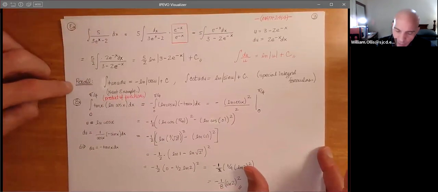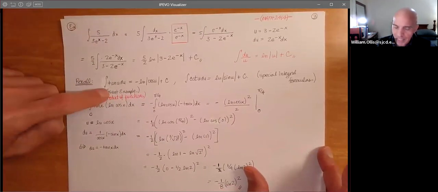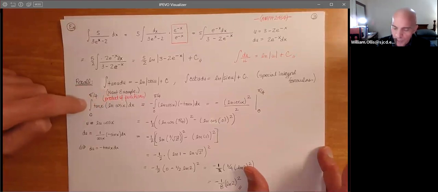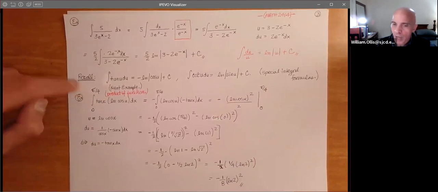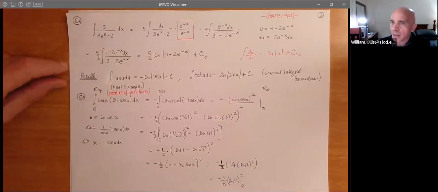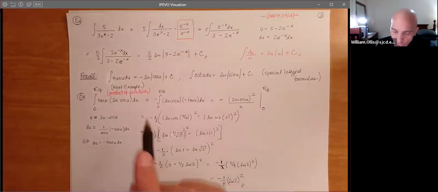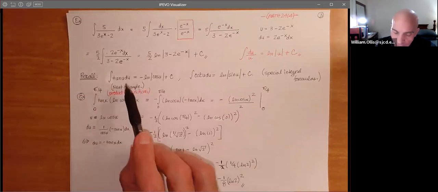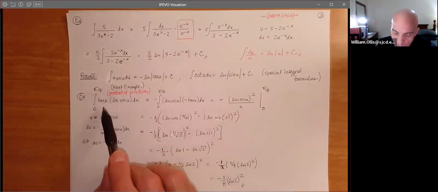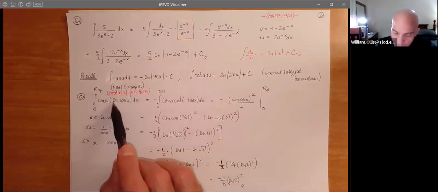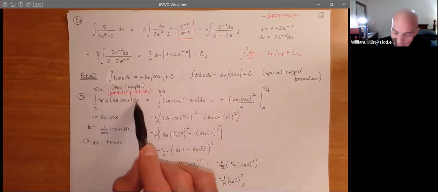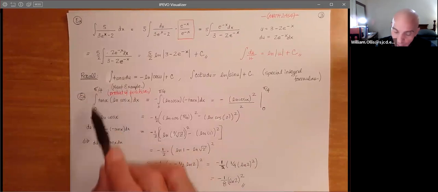Now, this next problem I dressed up a little bit. I put a neat example here, a product of functions, dressed up with some limits just to make it more interesting, so we get some review of some of our logarithm techniques. So here's what we're given: tangent of x times the natural log of cosine x dx, integrated from 0 to pi over 4.